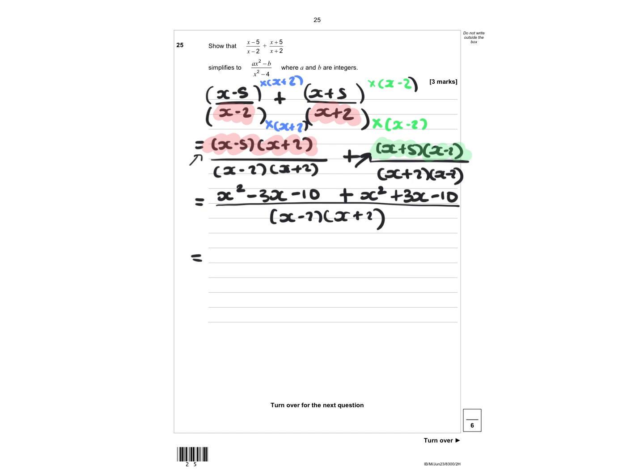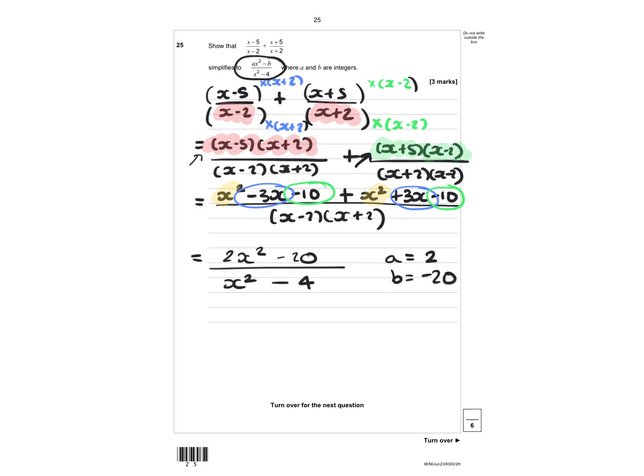We'll leave the denominator just for a second. Now, collecting like terms here, we've got x squared, add x squared, which gives me 2x squared. Now, this part here, minus 3x and plus 3x will cancel out, but I've got a minus 10 and a minus 10, which gives me a minus 20. And then in the denominator, if I expand the double brackets there, we've got a difference of two squares, x squared plus 2x minus 2x, which cancels, x squared minus 4. And so we've got our answer in this format here, where a is clearly equal to 2 and b is clearly equal to negative 20.